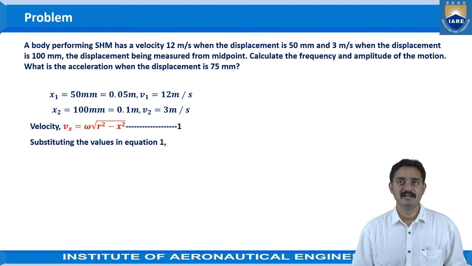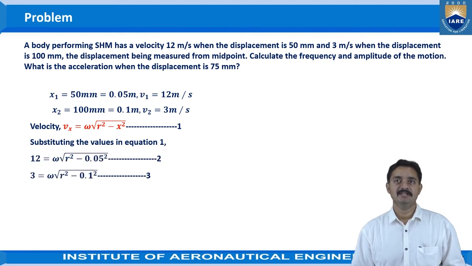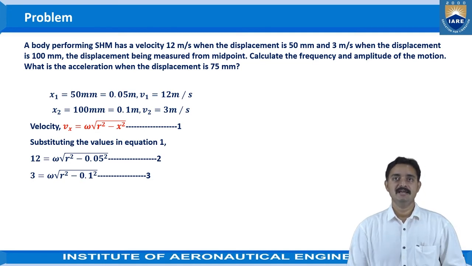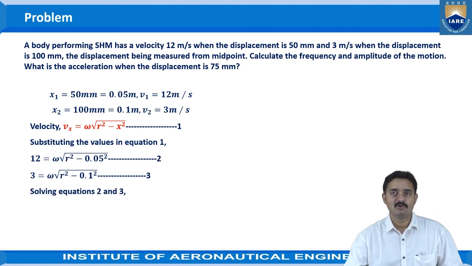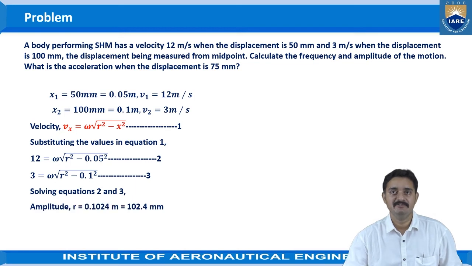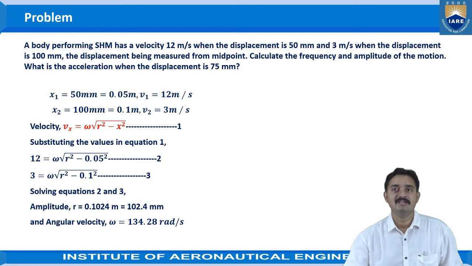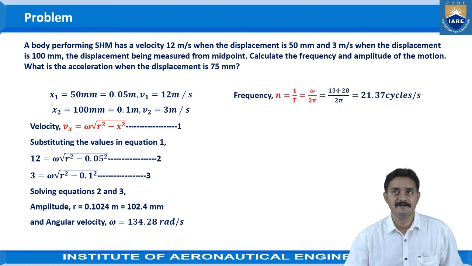So substituting the values in equation 1, we will be getting two equations as 12 is equal to omega under root R square minus 0.05 square and 3 is equal to omega under root R square minus 0.1 square. So solving equations 2 and 3, we can get the value of amplitude R is equal to 0.1024 meters, that is equal to 102.4 millimeters, and angular velocity omega is equal to 134.28 radians per second.